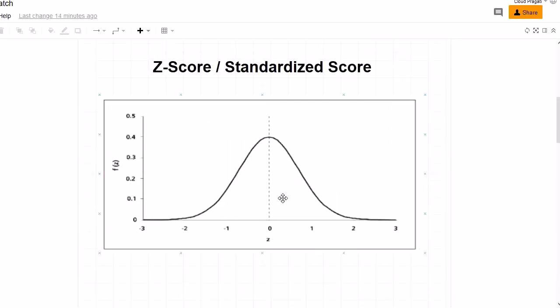Now you must be asking, if you get the value 0, then what does it mean? It means that our data point is residing at the mean.